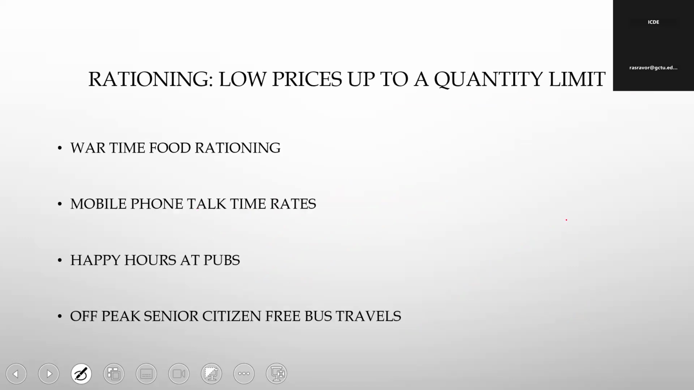Okay, so let's start with rationing. When do we do rationing? And what is rationing? A typical example is wartime food rationing. Or there's drought, and there's food rationing.